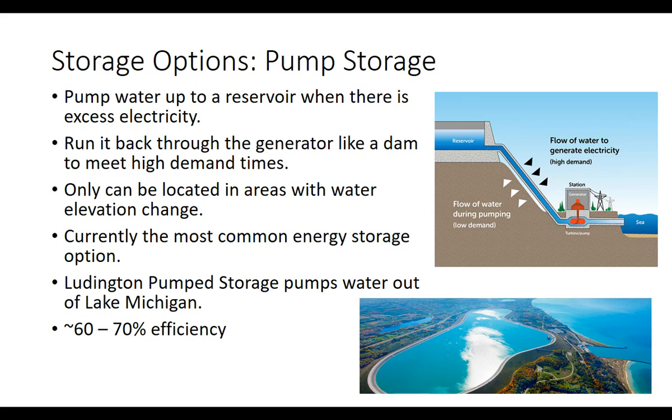It's just like a dam, except in reverse. When there's excess electricity, you pump the water up to your reservoir. So you take water that's down here at sea level or in your river or lake or wherever, and you pump it up into your reservoir. Then when you need the electricity, you let the water go right back down and turn your turbine and generate electricity, just like a dam normally works. It does have a couple of issues. One is that it's got to be located where you have water, so you've got to have a lake or a river or something.